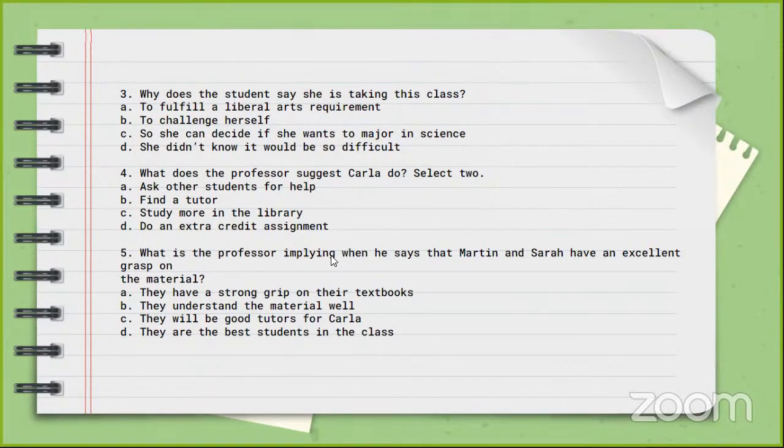This was the keyword: imply. Imply means to say something without saying it. When the professor says they have an excellent grasp on the material, what is he suggesting? That they can be good tutors for Carla because they understand the material really well. Do you understand why letter C was the answer? Teacher, so we can say that imply has a meaning like insinuar, something like that? That's it. When speaking, imply means that. Implicar, insinuar quizás. Do you understand? Yes, thank you. So letter C is the correct one.